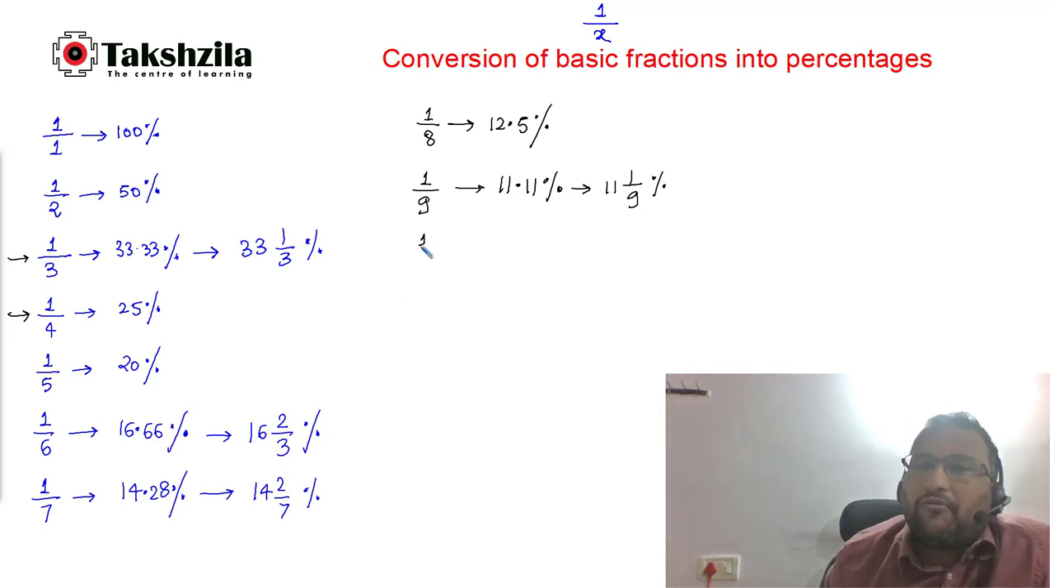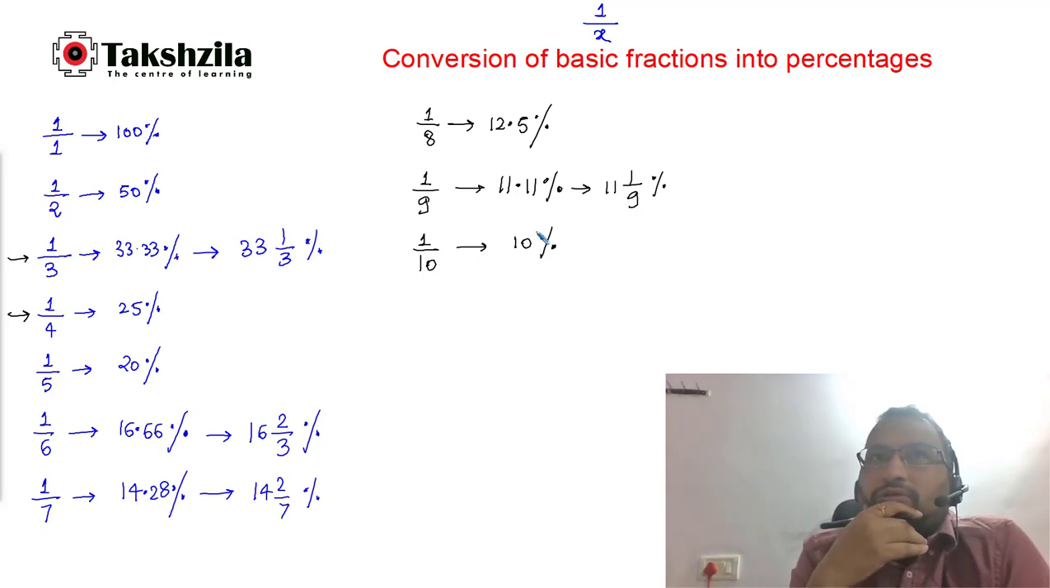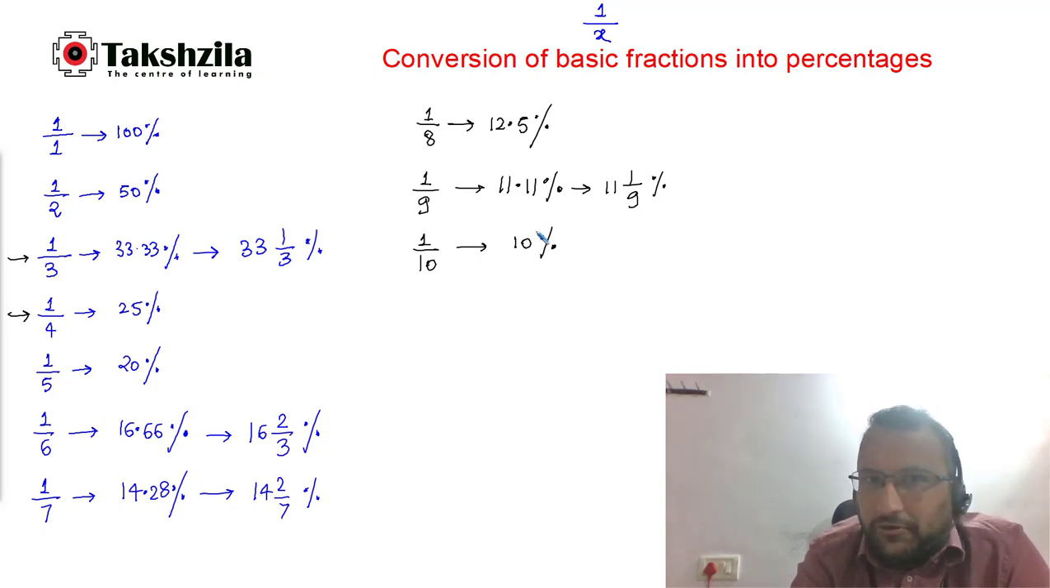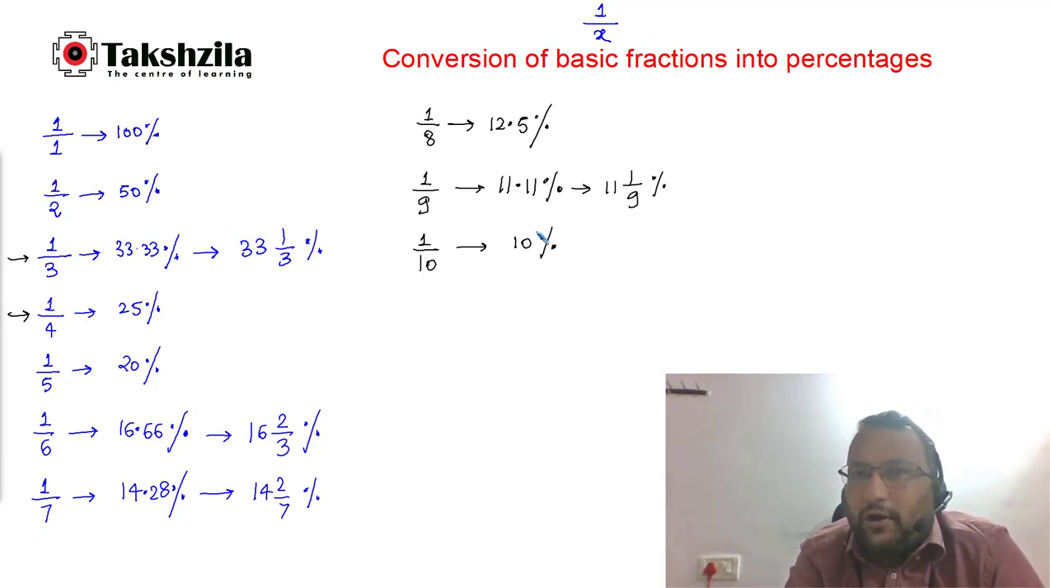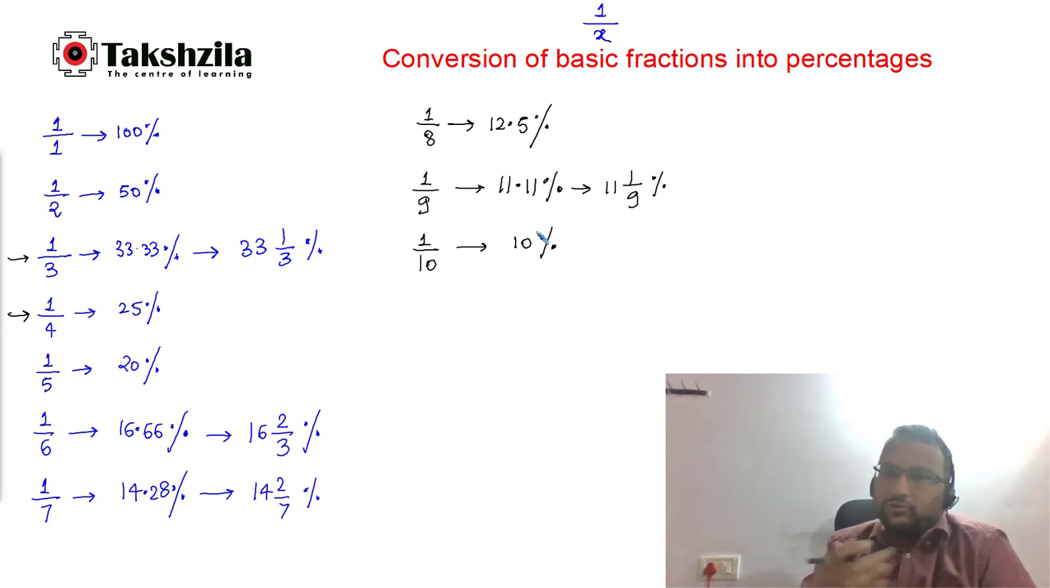After this, 1 by 10 is nothing but 10 percentages. Now these fractions and percentage equivalents are useful in almost 30 to 40% of the quant topics and in the complete DI section. You can see that percentage, profit and loss, simple interest, compound interest, these topics are completely dependent on these fractions and percentages. And along with that, in time and work, in time, speed, distance, in mixture allocations, in averages, these percentages are used widely. So let's continue.